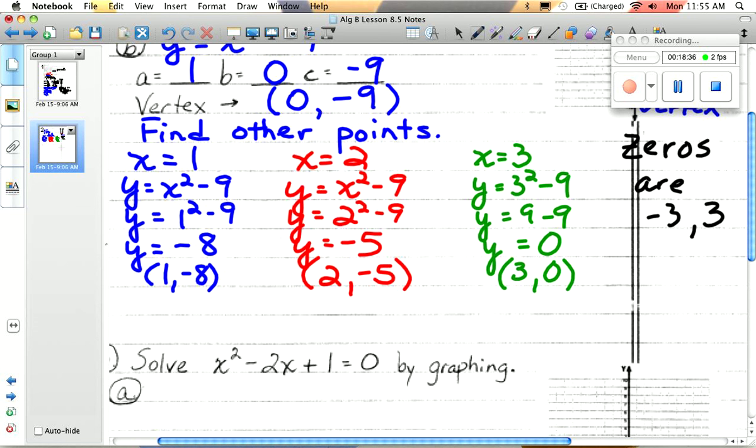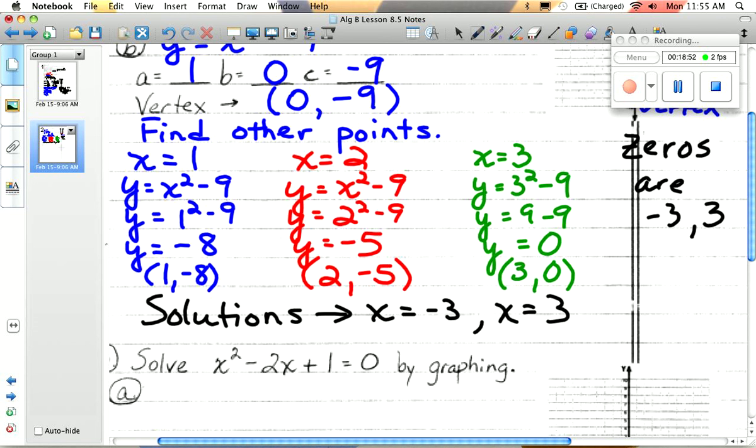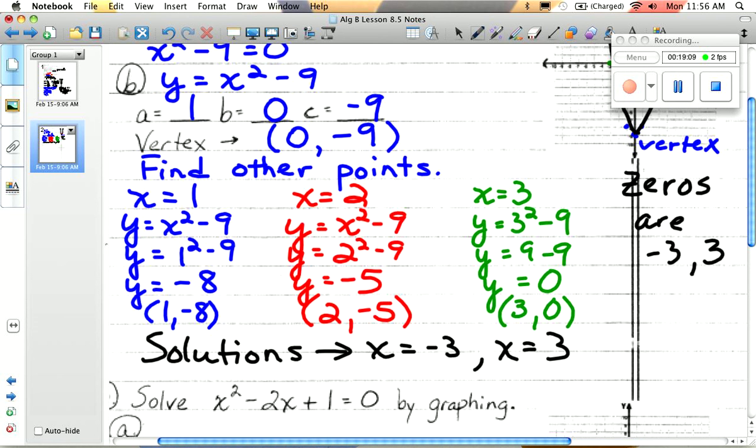So we're not done. We say the solutions are... what are they? X equals negative 3, and x equals 3. When we solve linear equations, we end up with x equals a number. Same thing with quadratic: x equals a number. What are those two numbers that will make that equation true? So this would be our final answer on this one.